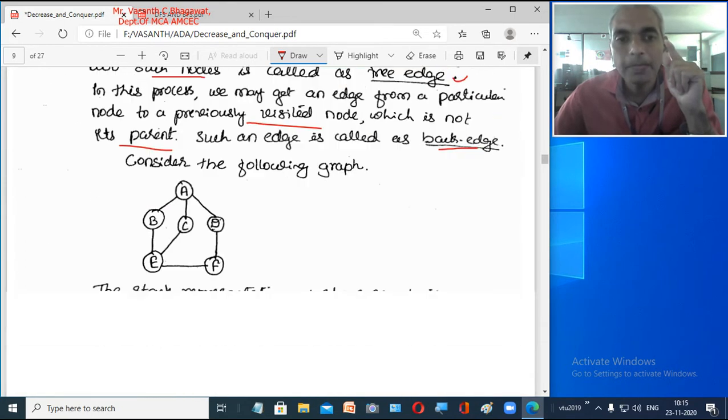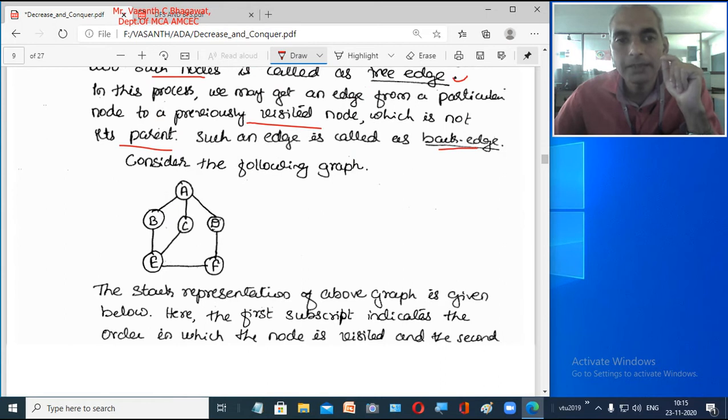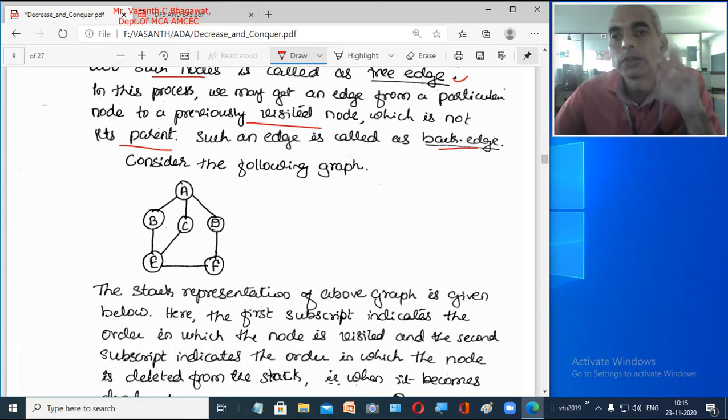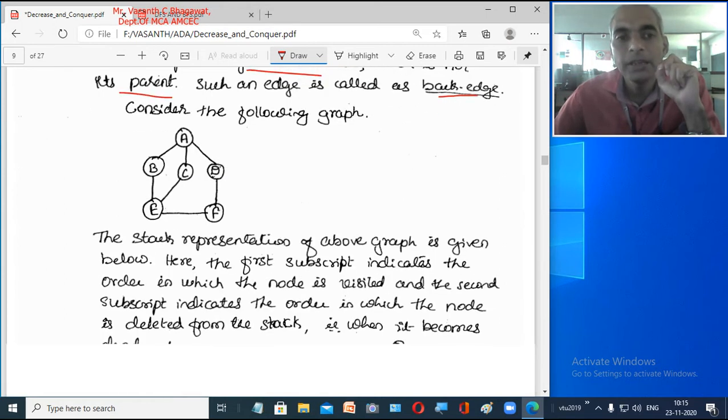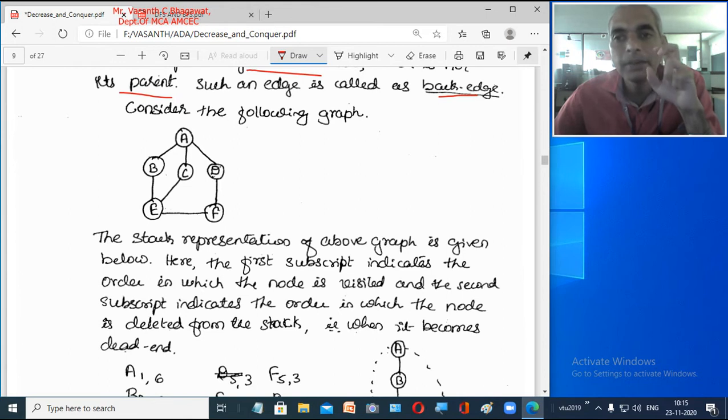Now let us take an example and see how to traverse it using the DFS method, right? This is the given graph. You can see a graph is given for us. The vertices are labeled with alphabets: A, B, C, D, E and F. You are supposed to traverse this graph using the depth first search method.